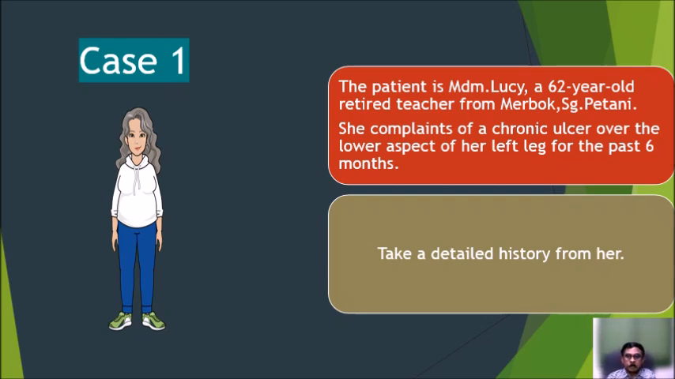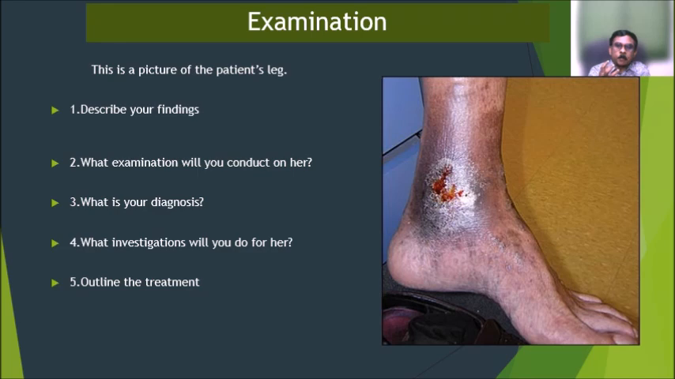Okay, this is the picture taken of the patient's leg. Now in this patient, you are required to examine the picture of the leg of the patient and describe your findings. Okay, the findings will be there's a chronic ulcer over the lower third of the leg, medial aspect, above the medial malleolus, with surrounding hyperpigmentation and eczema.